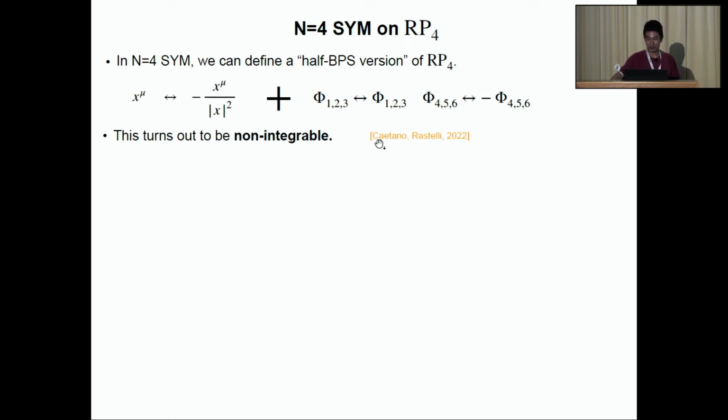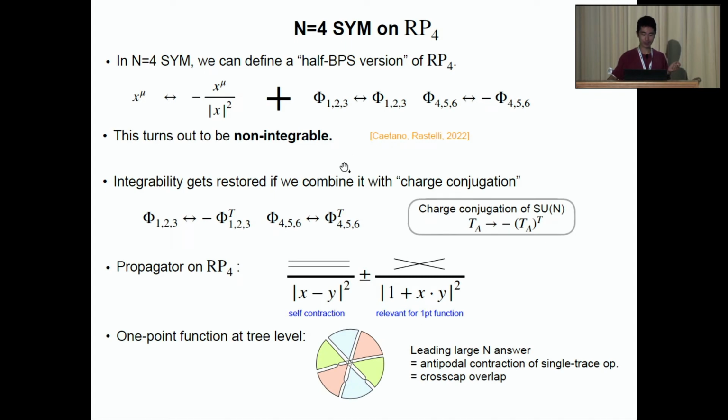This is the result discovered by Joao and Leonardo in the paper which appeared this year. However, we understood that there is actually a small modification that leads to an integrable setup. And what is that modification? It is the following. Integrability gets restored if we combine this with another Z2 symmetry, which is basically charge conjugation of SU(N).